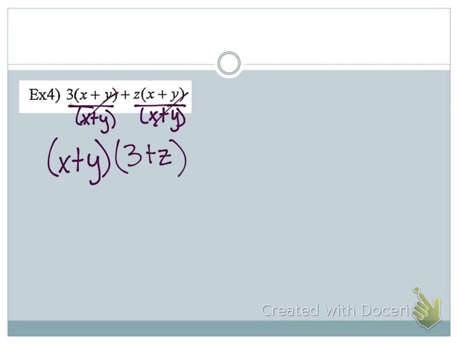Questions, concerns? That's all we got to it. Factor out what we can. That's all that can be factored. We got to leave it alone.